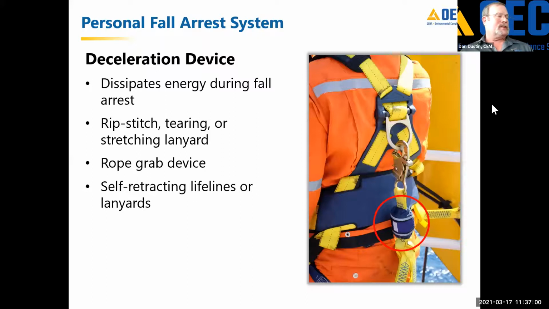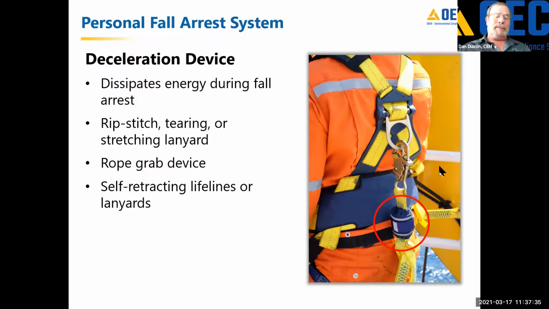All right, a deceleration device is designed to dissipate the energy that builds very, very rapidly during a fall. There are several types out there. Rip stitch, tearing, or stretching lanyards are the most common. You may hear people refer to a rip stitch lanyard as a screamer for a couple of reasons. One is they're sewn into a Z configuration, and if you hit it hard enough to tear the stitching, it makes sort of a screeching noise when it tears the stitching out. Of course, the other part of that is the sound you make when you fall, and that arrests your fall.